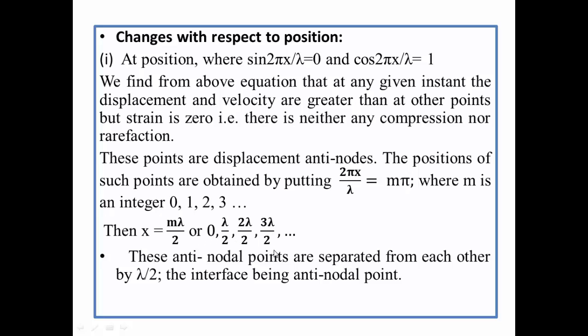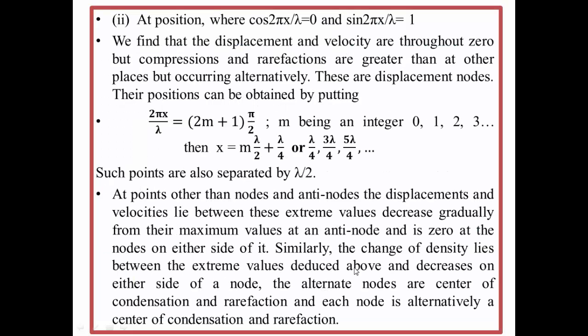So these antinodes are separated from each other because 0 to λ/2 is λ/2, λ/2 to 2λ/2 is again λ/2, and 2λ/2 to 3λ/2 is again λ/2. So each antinode is separated from the next by a distance λ/2, these being antinodal points.